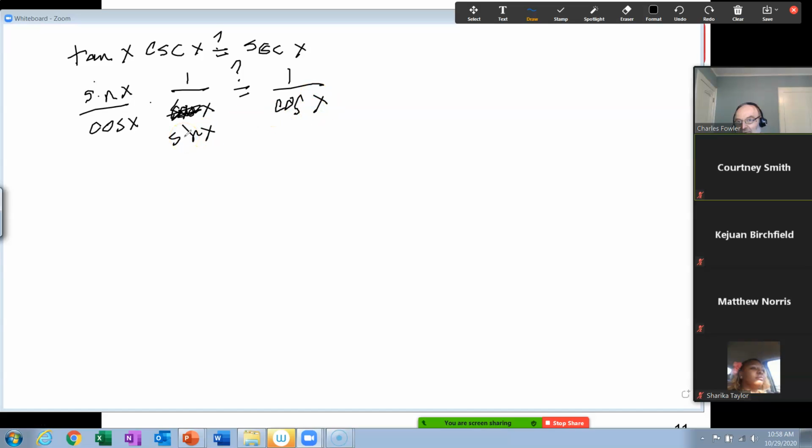Well, look at what happens. This sine x cancels that sine x, or divides it away, and you get 1 over cosine equal to 1 over cosine. No more question there. That's exactly the same. So that was pretty straightforward. Fairly easy. Let's do the B part.